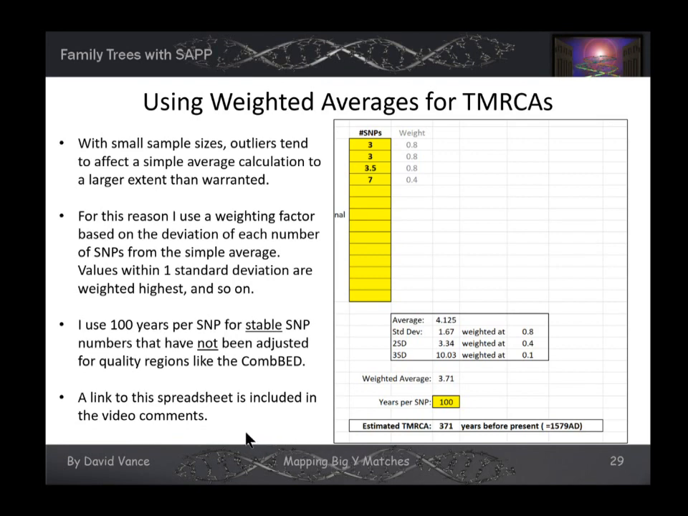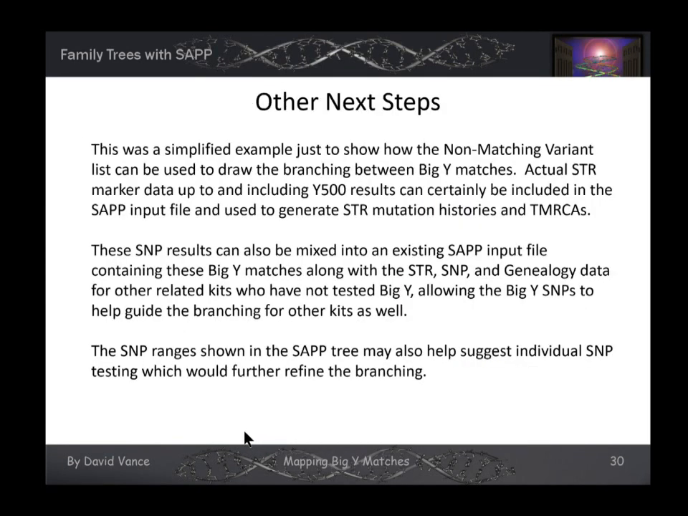So in closing, where do we go from here? Well, a few other next steps that I would suggest. One is, this was a simplified example, as I've said a couple of times. Actual STR marker data can easily be combined into this approach. You can even have up to the Y500 STRs included, and they can be used to generate the STR mutation histories. You can generate STR-based TMRCAs with SAPP that way, and compare that to the SNP-based estimates that you come up with through this method. So that'll give you either more confidence or maybe just two data points to compare to.